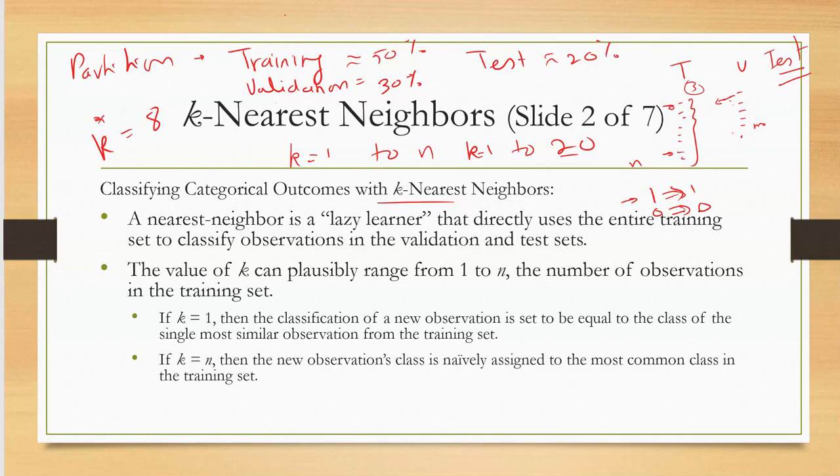So in the limit, if k equals 1, we are just looking at the closest observation and giving it that class. If k equals n, we just look at the majority class and we classify the new record to belong to that majority class. Again, these two are not very interesting cases, but sometimes the algorithm may say that k equals 1 is the optimal solution. We never really let k equal n. Or sometimes it may find a more interesting k, like maybe 8 in this case, and then that's the k that we will go with.